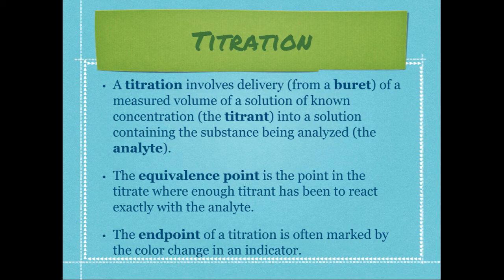The equivalence point is the point in the titration where enough titrant has been added so that it's reacted completely. It's a stoichiometric point, reacted completely with the analyte. The end point, on the other hand, is when your indicator changes color. While you want your end point to be near your equivalence point, this isn't always the case.